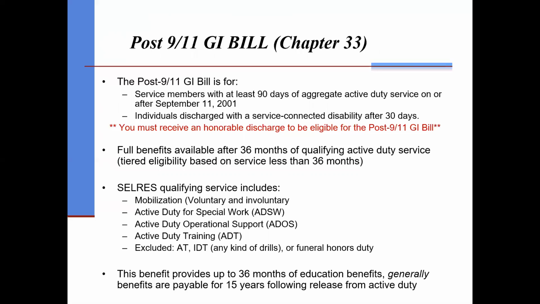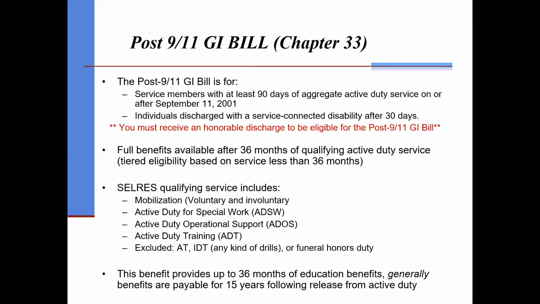Post 9/11 GI Bill, Chapter 33. The Post 9/11 GI Bill is for service members with at least 90 days of aggregate active duty service on or after September 11, 2001, and individuals discharged with a service-connected disability after 30 days. You must receive an honorable discharge to be eligible for your Post 9/11 GI Bill. Full benefits are available after 36 months of qualifying active service, with tiered eligibility based on service less than 36 months.